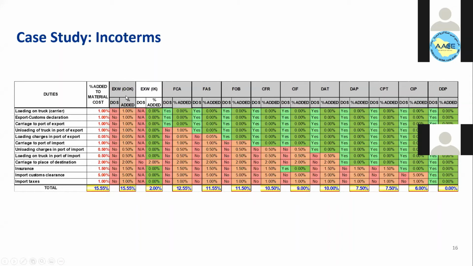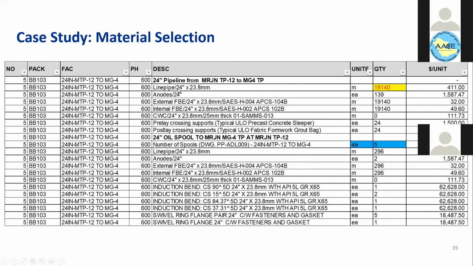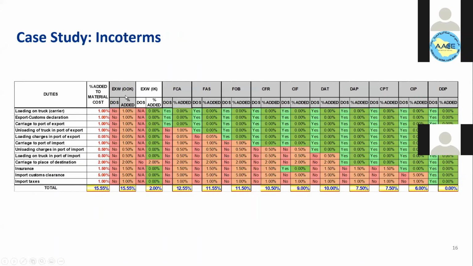So for example, if the vendor specified the price for the bare pipe, the 24-inch, it's going to be 411 per meter. And in the quote, he said this is going to be in terms of EXW, ex-works, United Kingdom. So in that price, you need to add 15.55 to capture all the costs involved in this term. And you would do this for each line item, for each material.